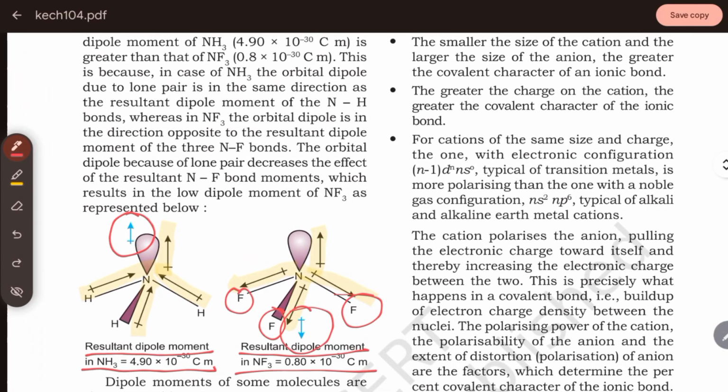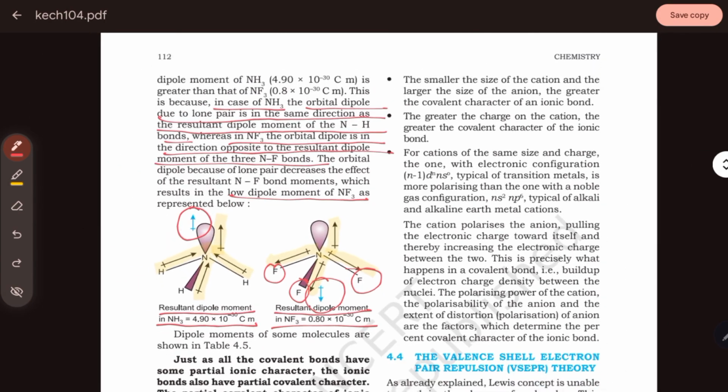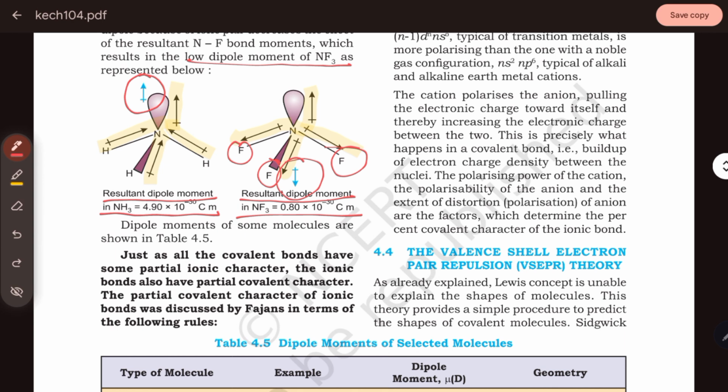So here we can see that in the case of NH3, the orbital dipole due to the lone pair is in the same direction as the resultant dipole of the NH bonds. Whereas in NF3, the orbital dipole is in a direction opposite to the resultant dipole moment of the 3 NF bonds. So the resultant decreases, for which the low dipole moment of NF3 is seen. So this is what you have seen over here.